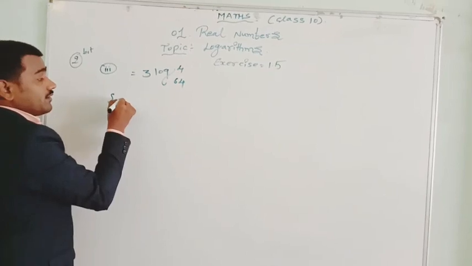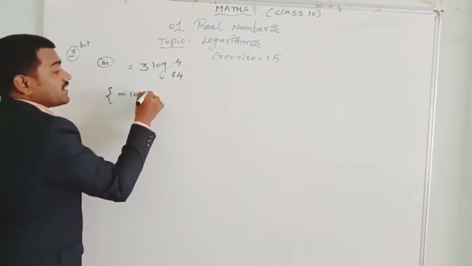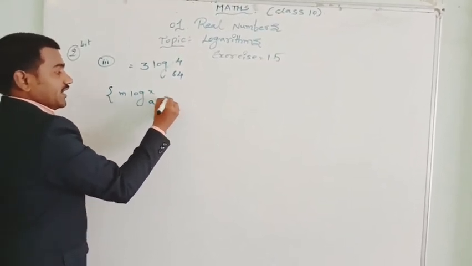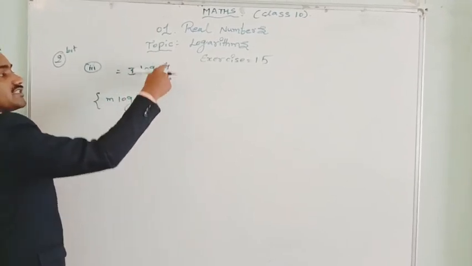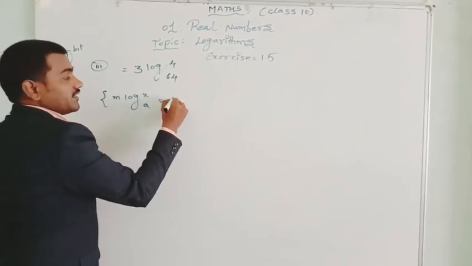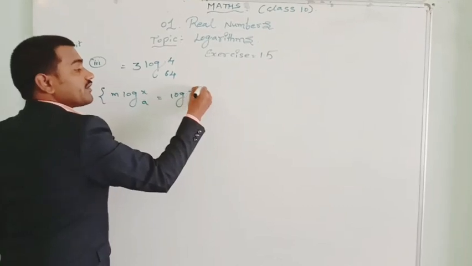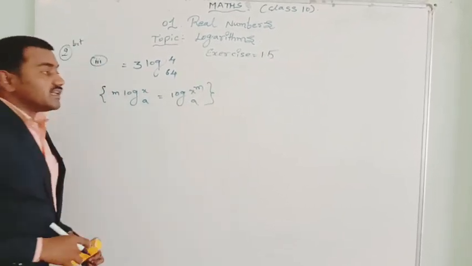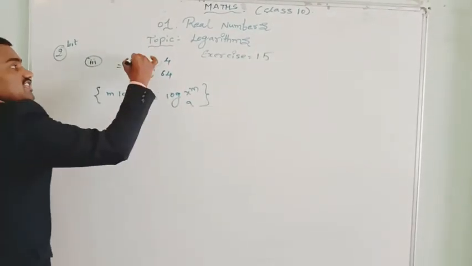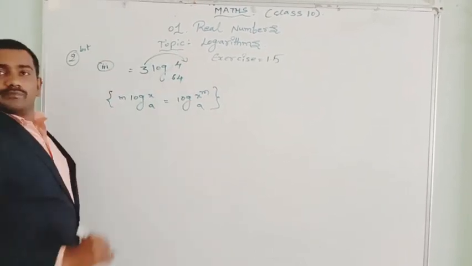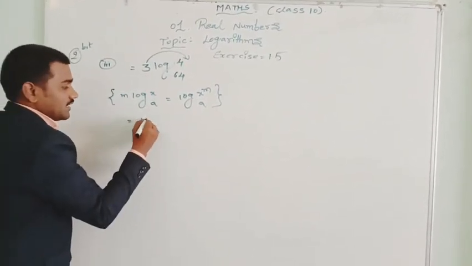Here we have m log x base a. In this formula, m log x base a, hence we can write log x to the power of m base a. In this way we can change it. That means this 3 will transfer here. So what comes? Let's see.